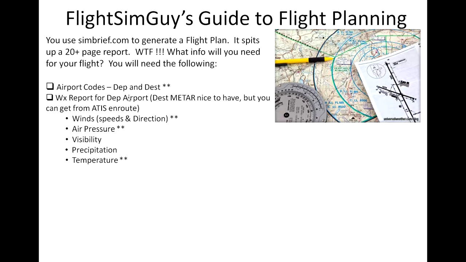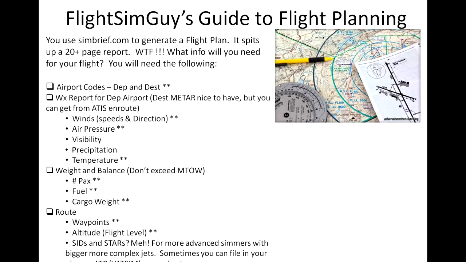You're going to need a weather report from your departure airport. Destination METAR is nice to have, but you can get that en route from ATC when you're about to get there. You're going to need your winds, speed and direction, air pressure, visibility and precipitation. Nice to have: temperature. Need your weight and balance information, number of passengers, fuel, cargo weight, and your route. This is very important.